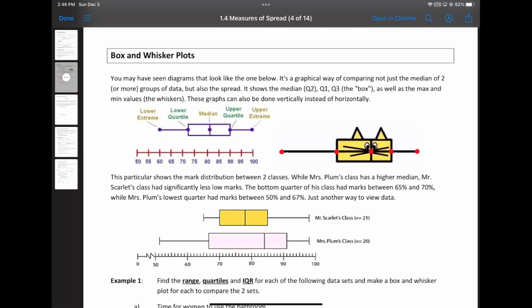Now, you may also see vertical versions of these. So instead of going horizontally, you might see vertical ones. They tend to be fairly common too. We'll stick with the horizontal, but just so you're aware that these can exist in a whole bunch of different ways, and you might recognize them.